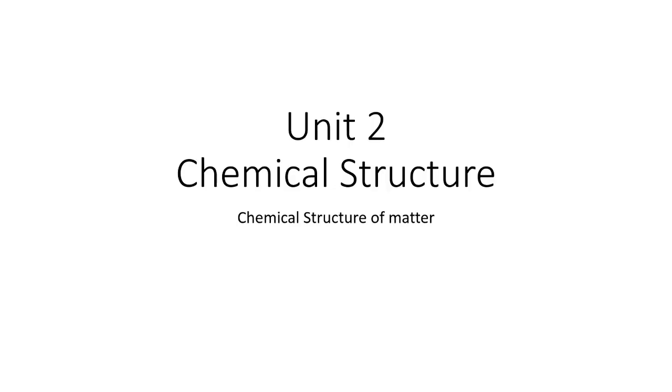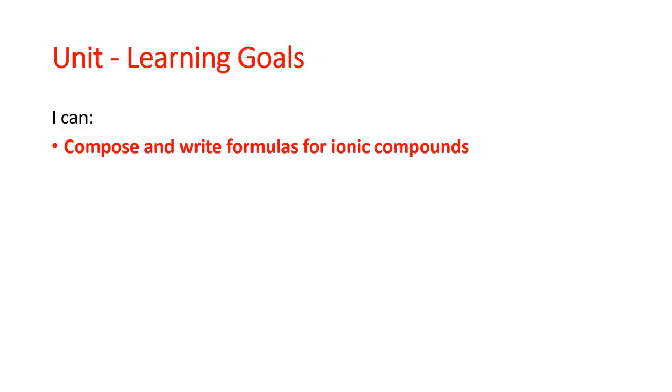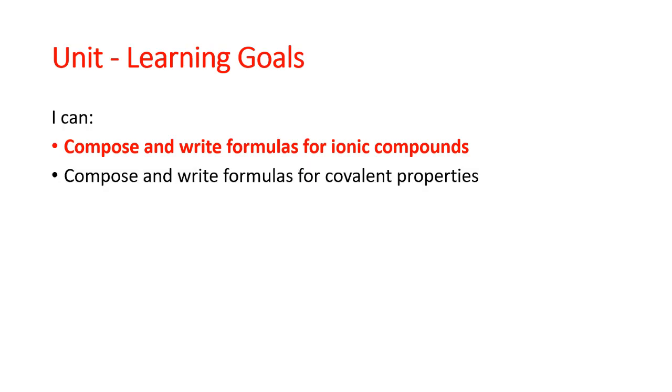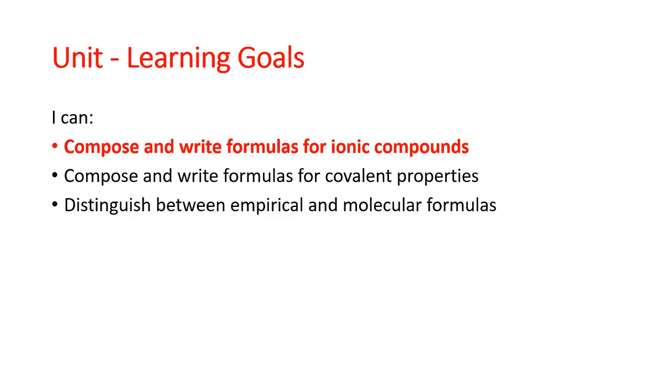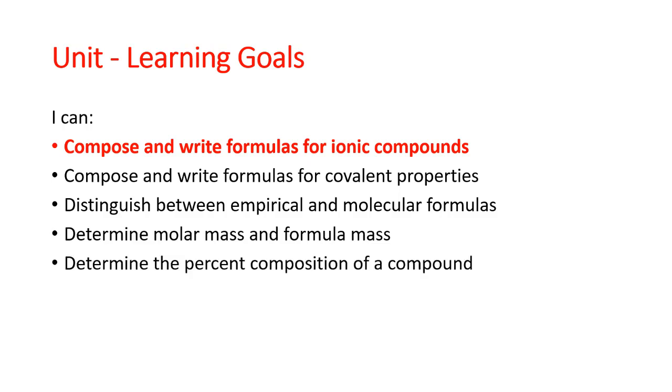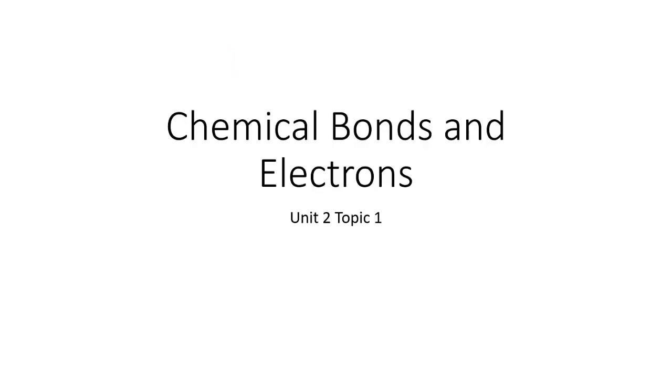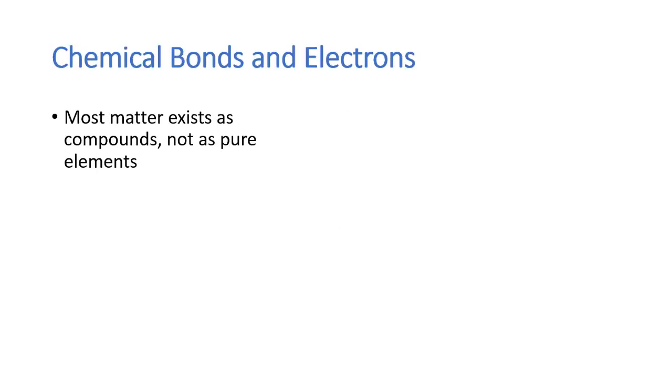Alright, this is going to be Unit 2, Chemical Structures of Matter, Topic 1. So, unit learning goal: I can compose and write formulas for ionic compounds. This is the one we're going to focus on today. The other unit goals are to compose and write formulas for covalent properties, distinguish between empirical and molecular formulas, determine molar mass and formula mass, determine the percent composition of a compound, and apply stoichiometric properties. So chemical bonds and electrons, Unit 2, Topic 1.